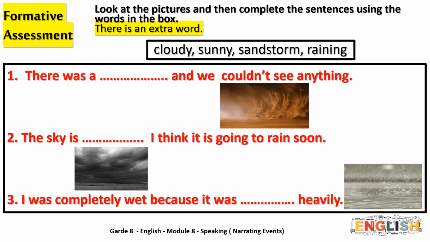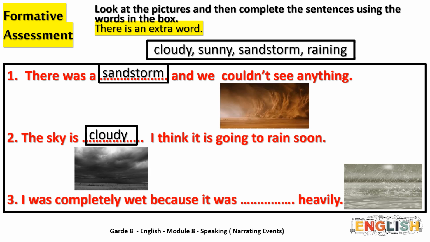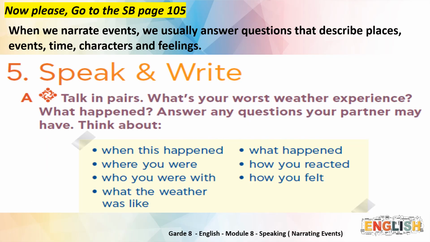Okay, number 1. There was, excellent, a sandstorm and we couldn't see anything. Good for you. 2. The sky is cloudy. Good. I think it is going to rain soon. 3. I was completely wet because it was, good for you, raining heavily. Good.